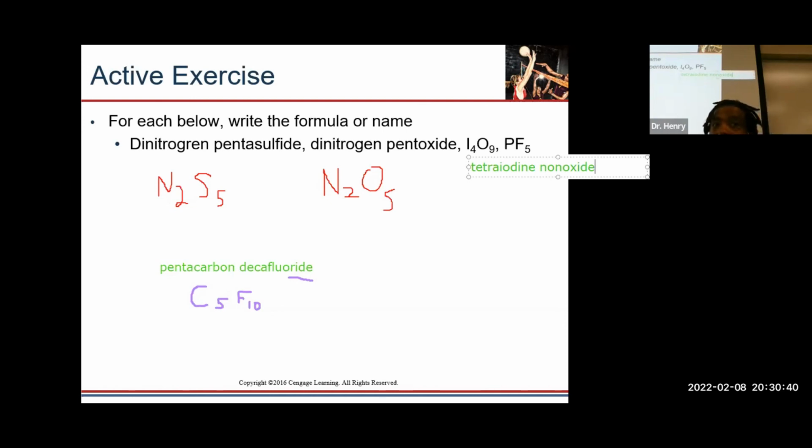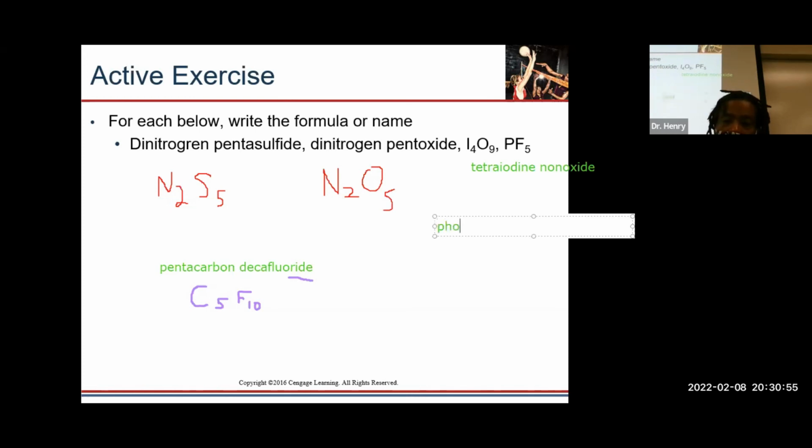So for oxygen, okay. So what about the PF5? So phosphorus pentafluoride. Penta for 5. Okay, got it? Piece of cake?